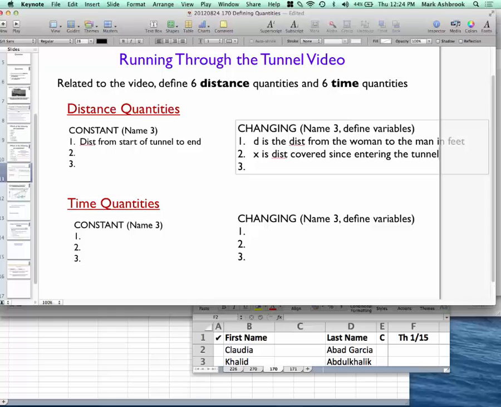So distance covered since entering the tunnel. Is it a quantity? Is it a measurable something, right? Yes. Second, is it specific enough? Distance covered since entering the tunnel. Is it specific enough? I don't think so. I'm not sure what this means. Why am I not sure what this means?